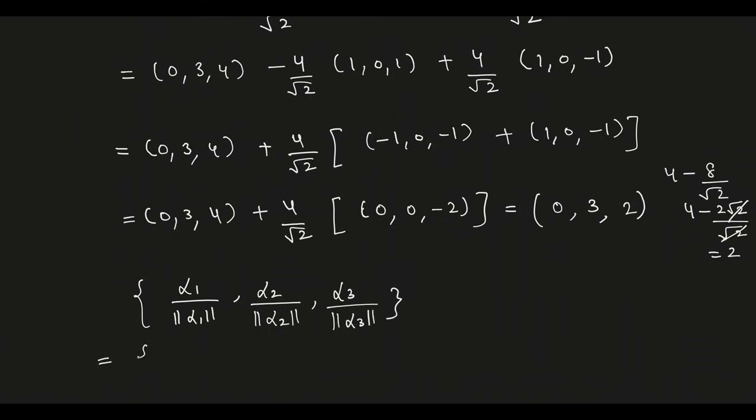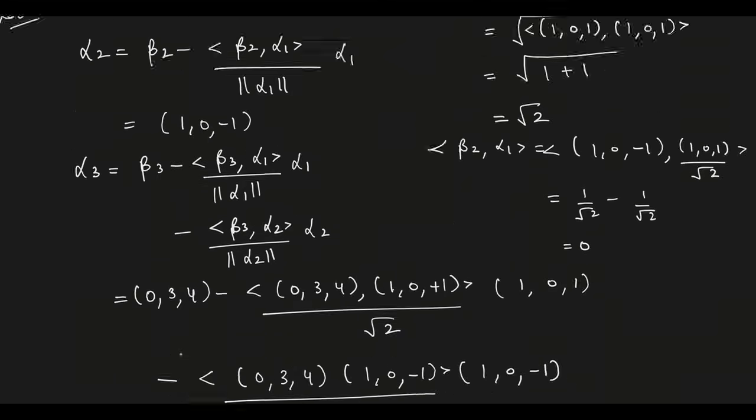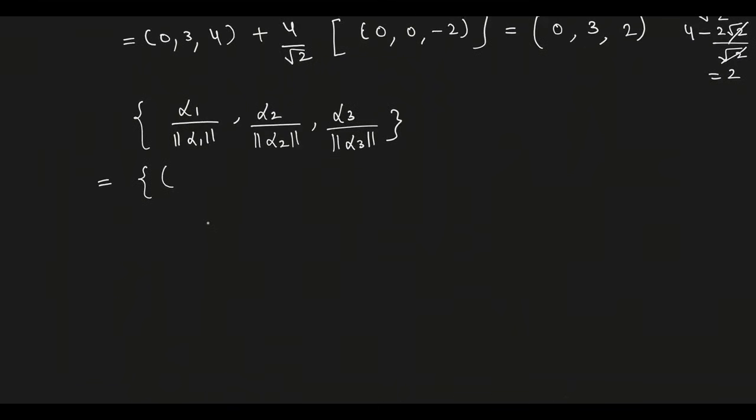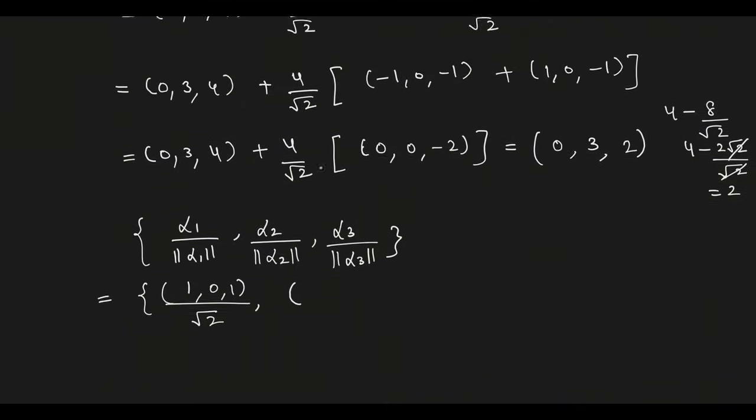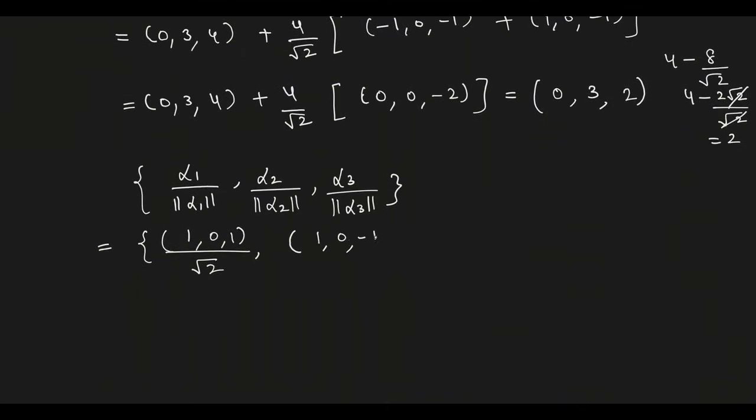So alpha 1 is 1 0 1 divided by the norm of alpha 1, root 2. Alpha 2 was 1 0 minus 1 divided by root 2. Alpha 3 is 0 3 2 divided by root 13.